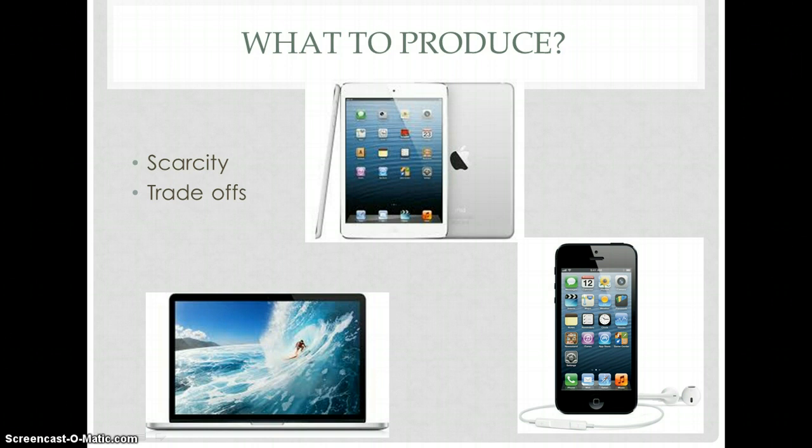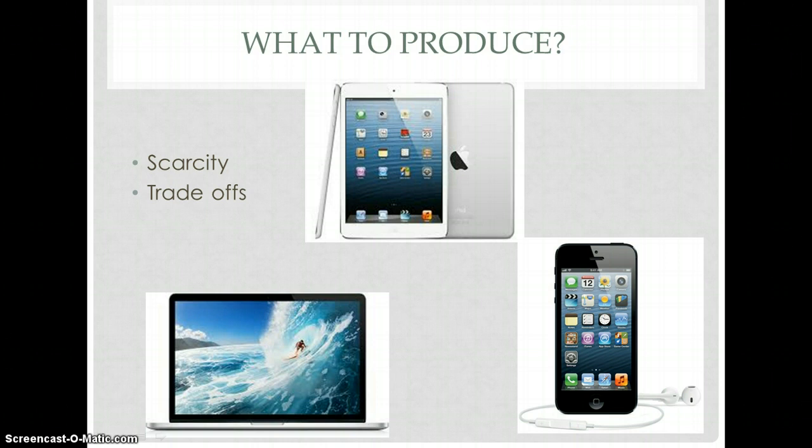Now, maybe it makes sense to build a stadium. Maybe that's going to bring more money into the city. Maybe it'll bring more events into the city. Maybe it can help. Or maybe it's not. Maybe we'd be better off going to better schools. However, I'm not going to say what's right and wrong. I'm just going to say it is a trade-off. So when it comes to what to produce, it's always a trade-off.